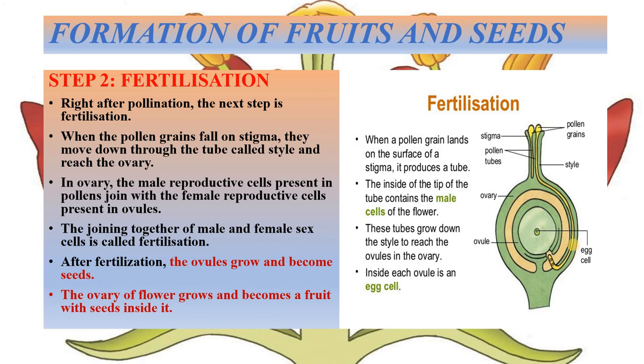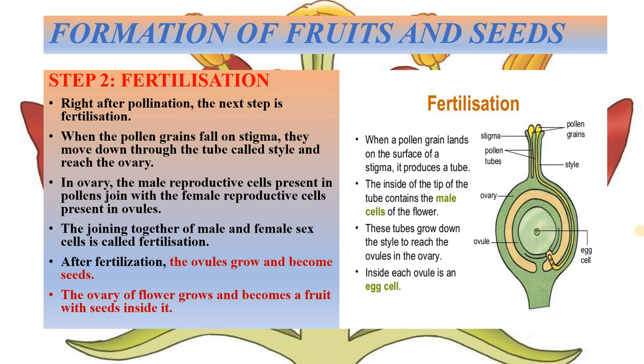Now, this pollen grain, what happens? It fertilizes with the egg cell which is present in ovules, and it forms what? It forms fruit. The fertilization takes place. What is fertilization? The joining together of the male and female reproductive cell is called fertilization. That means the joining of pollen grain and ovules. Right after the fertilization, what happens? The ovules grow and become seeds. All the ovules turn into seeds, and the ovary of a flower grows and becomes fruit with seed inside it.